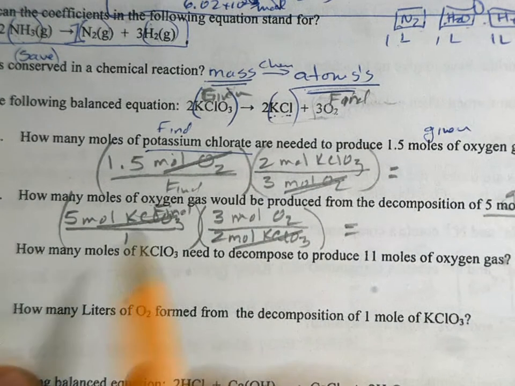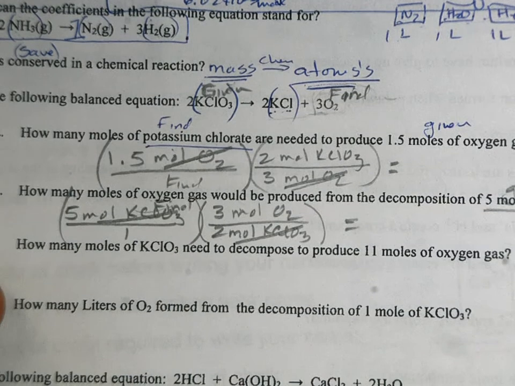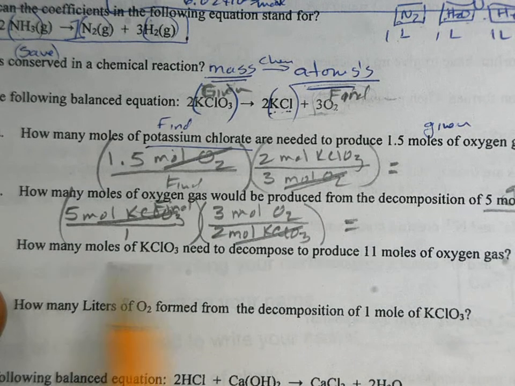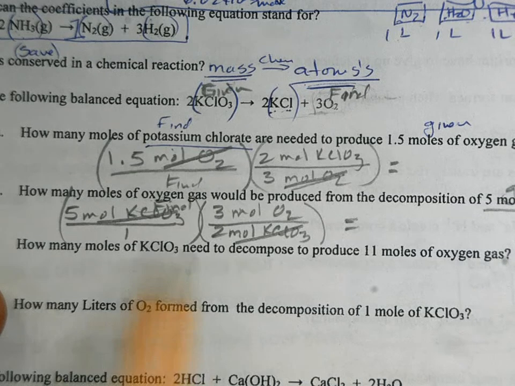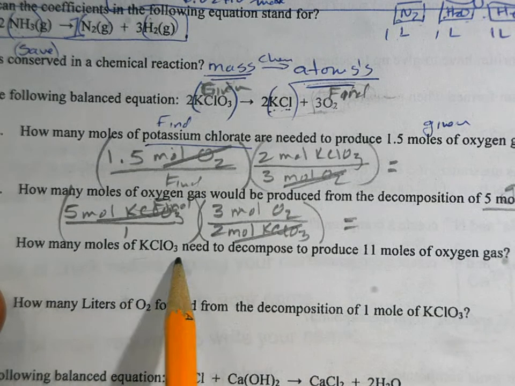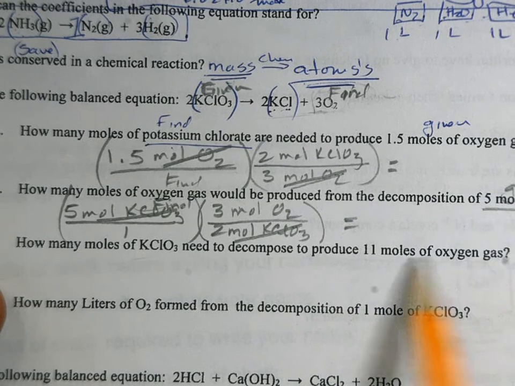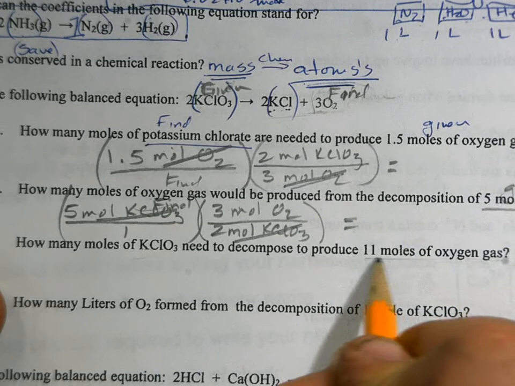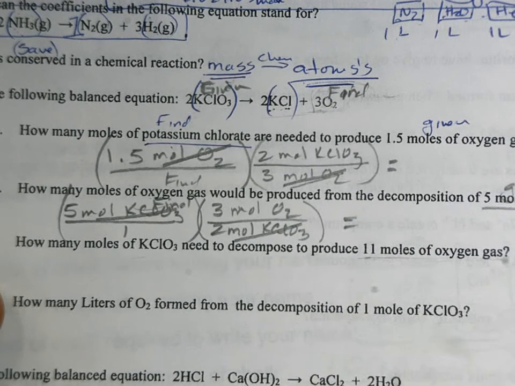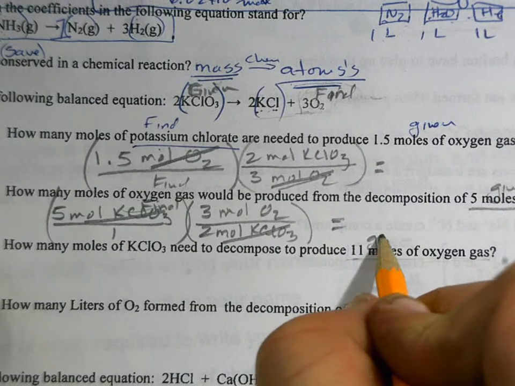All right, so part C. What we're doing here is just having you practice some of these different changes. Right now, these are all just mole to mole ratios. How many moles of KClO3 need to decompose to form 11 moles of oxygen? So this is our given, because they're telling us there's an actual number, 11 moles of oxygen.